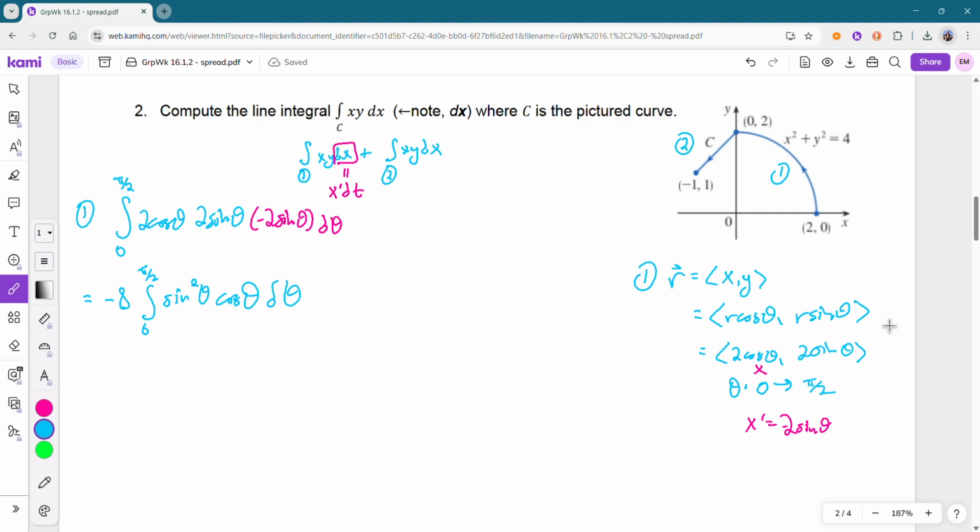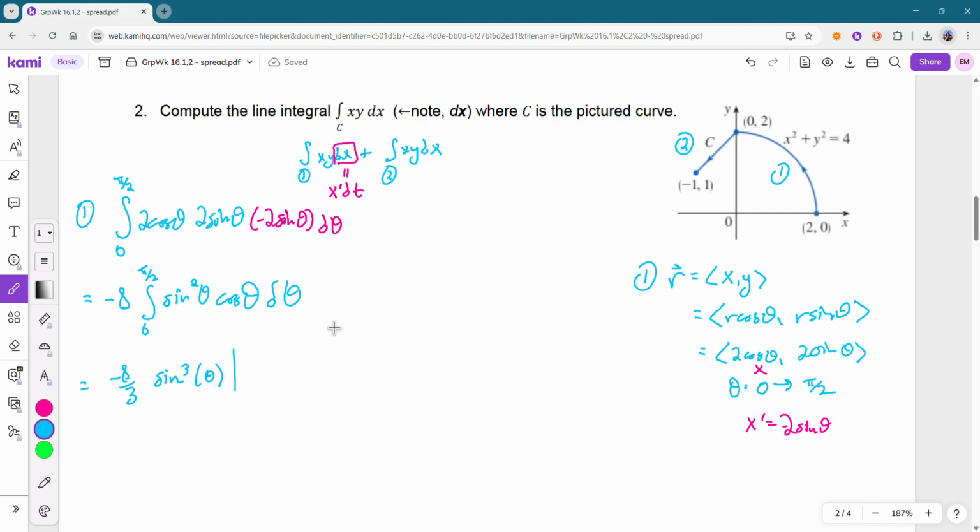And so we can do a quick u-sub if we wanted to. We could also just kind of feel this out by hand. The antiderivative is going to have to involve sine cubed of theta. The derivative there would be 3 sine squared times cosine. We like the cosine, we like the sine squared, we don't like the 3, so we need to divide that out. And we still have the negative 8 out front.